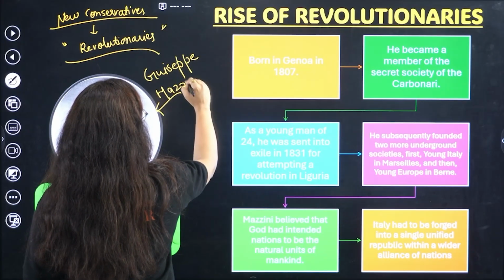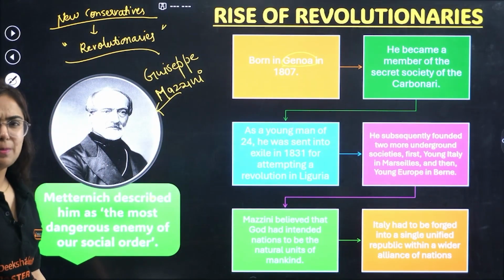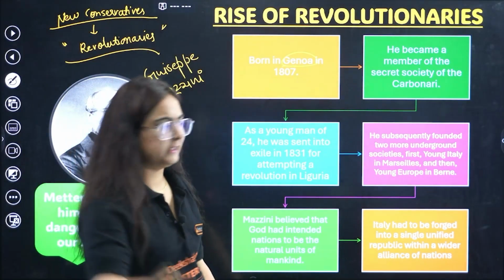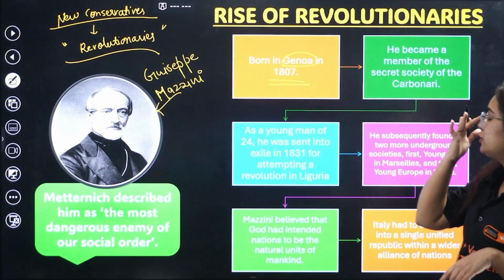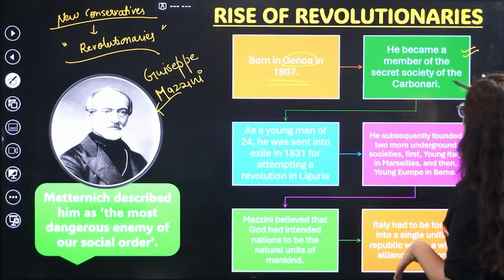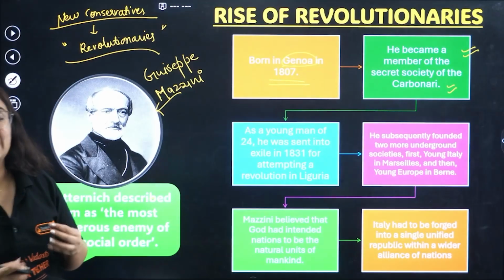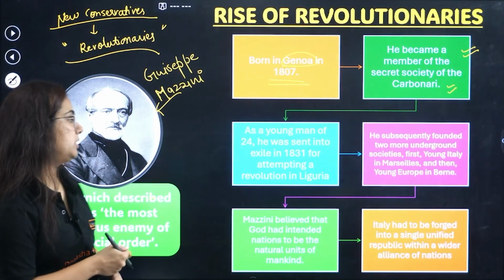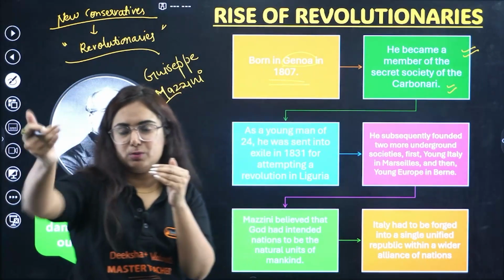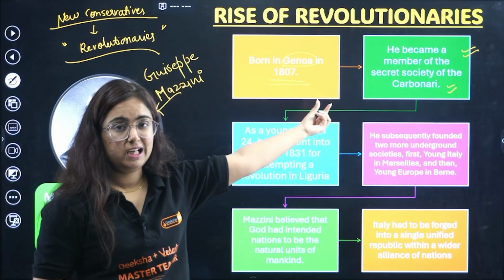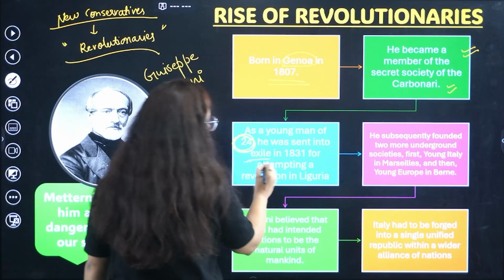So, if I talk about Mazzini, Mazzini was born in a place referred to as Genoa. Genoa is a part of Sardinia-Piedmont, which is right now in Italy. So, he was born in 1807 at Genoa, and he became a member of the secret society of the Carbonari. Why did he become a member of the secret society, and what was that secret society about? Beta, as a young member, he always had a vision, and that vision was to make a united Italy. So he entered, it is a gradual process, right? He became a member of the secret society. There he started doing small revolutions, but at the age of 24, he was sent into exile in 1831.